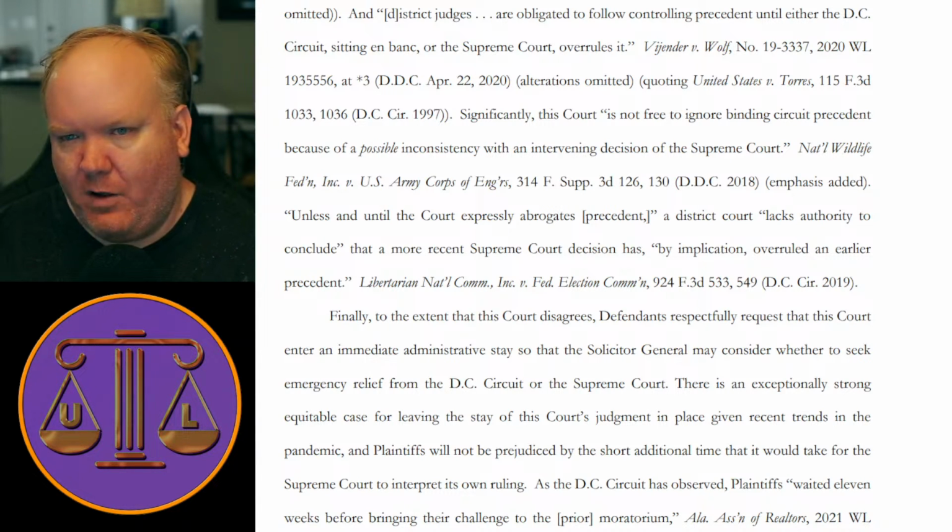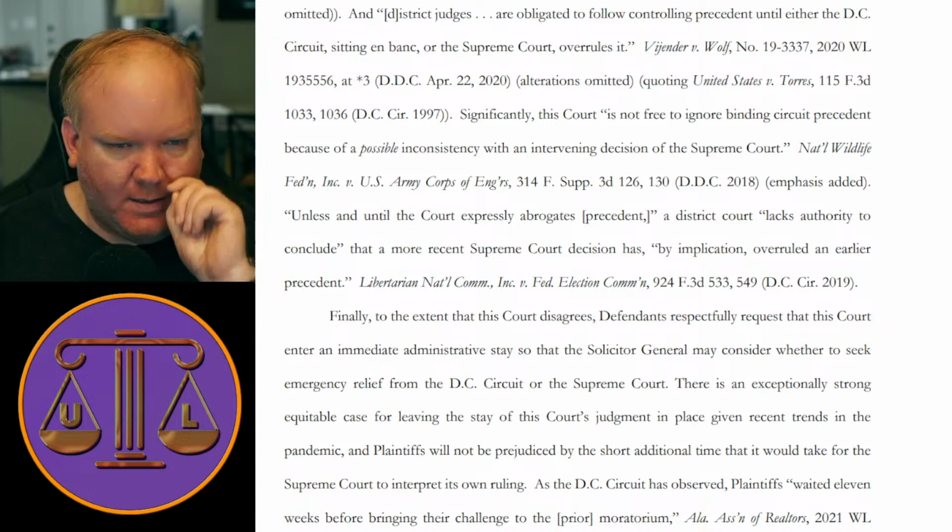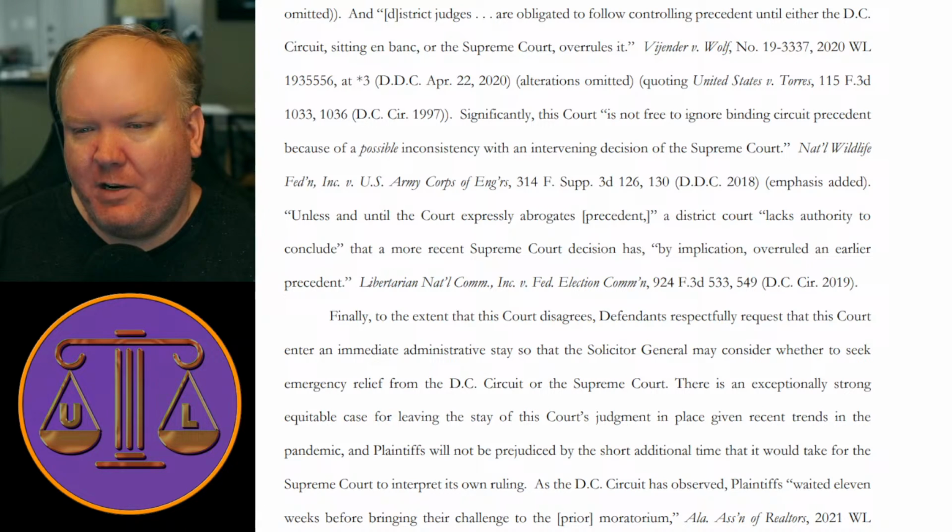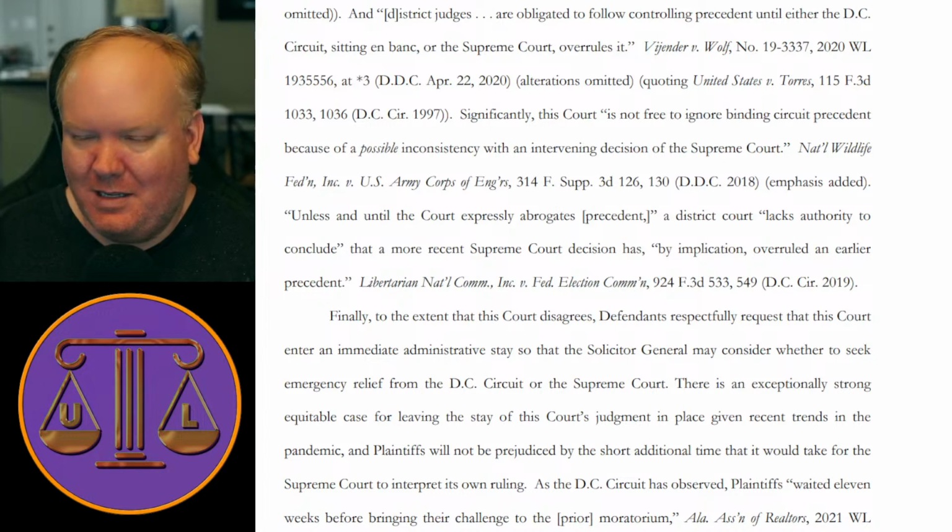District judges are obligated to follow controlling precedents until either the DC Circuit sitting en banc or the Supreme Court overrules it. Similarly, the court is not free to ignore binding circuit precedent because of its possible inconsistency with an intervening decision. Unless and until the court expressly abrogates it, a district court lacks authority to conclude that a more recent Supreme Court decision has by implication overruled an earlier precedent.